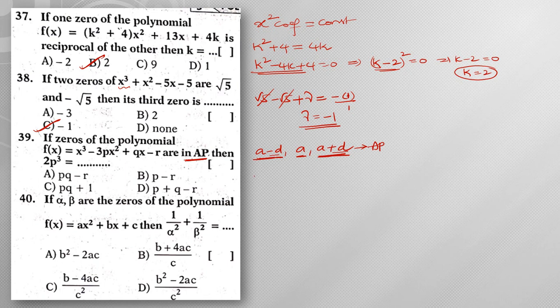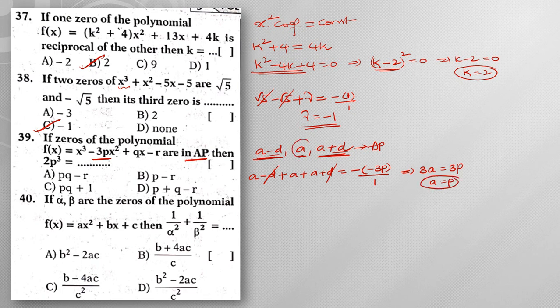So for that, what I am going to do is consider the sum of zeros. A minus d plus a plus a plus d is equal to, from the question, what is the sum of zeros? It is given by minus of x square coefficient. X square coefficient is minus 3p by x cube coefficient, which is nothing but 1. Now from this, minus d plus d can be cancelled. So 3 times a is equal to minus of minus 3p, that is plus 3p. So from this, a is equal to p.